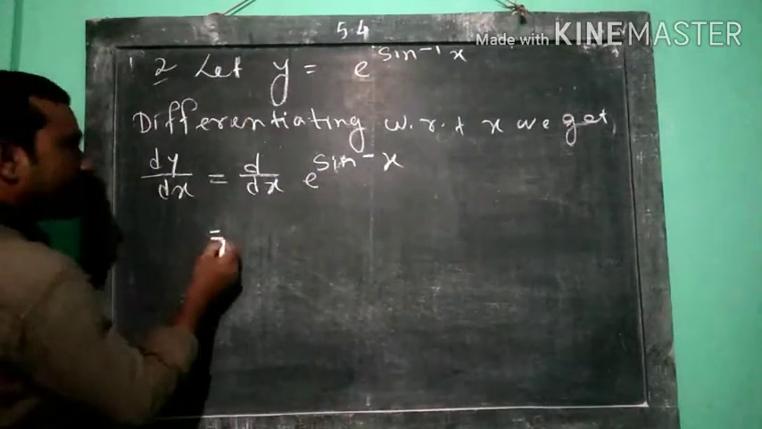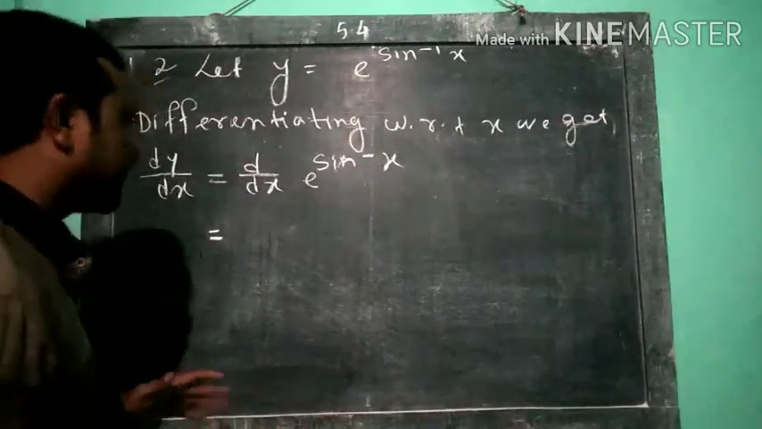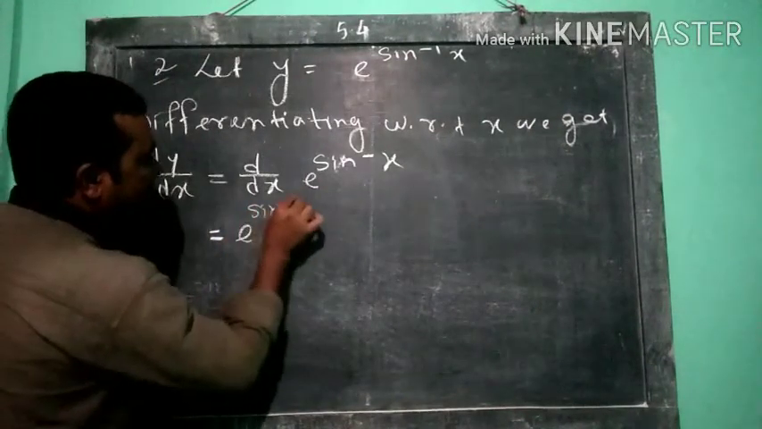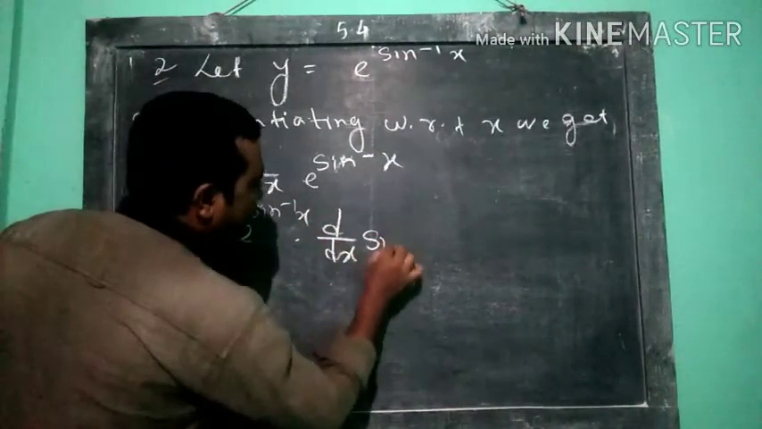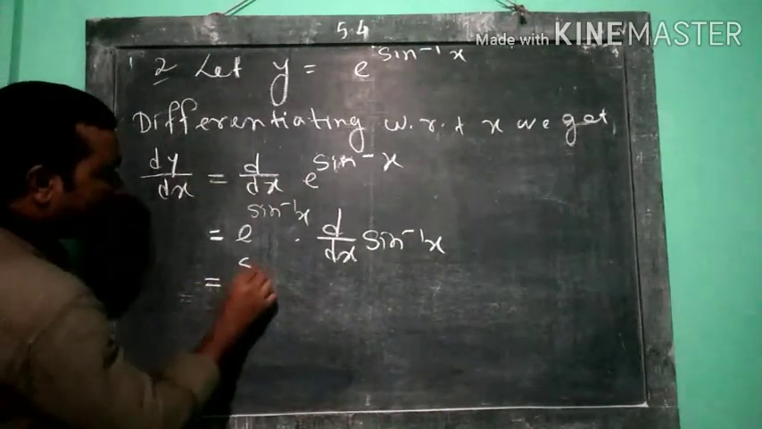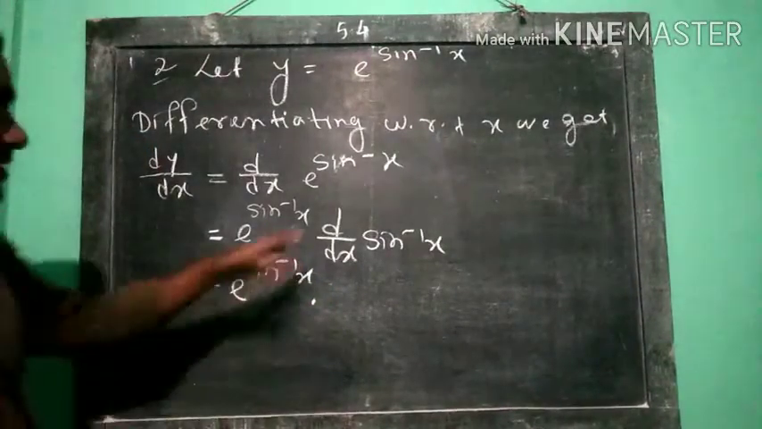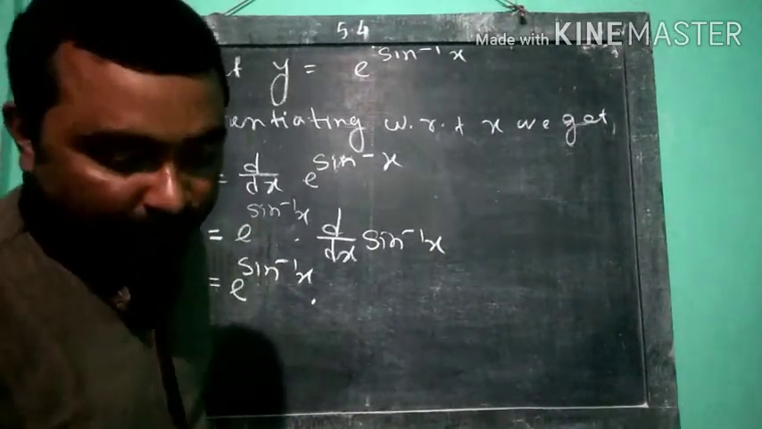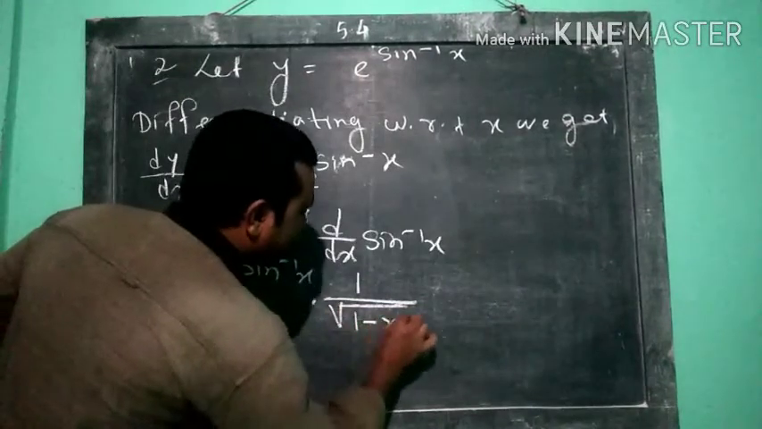So d/dx of e to the power x is e to the power x. So right here e to the power sin inverse of x into d/dx of sin inverse of x, according to the chain rule. d/dx of sin inverse of x is 1 by square root of 1 minus x square.